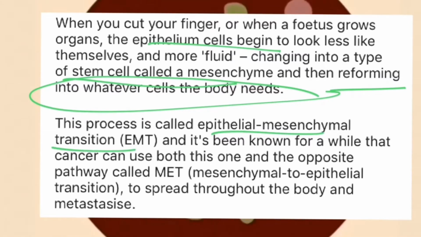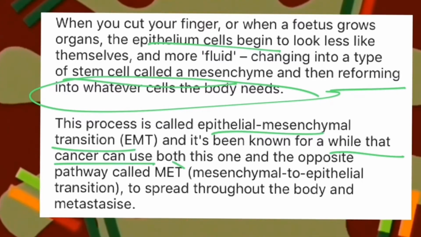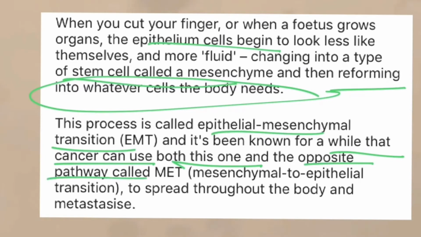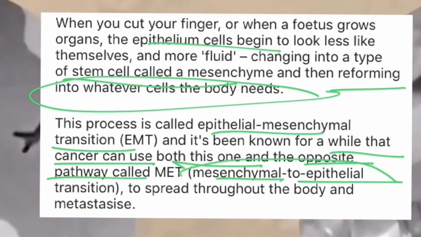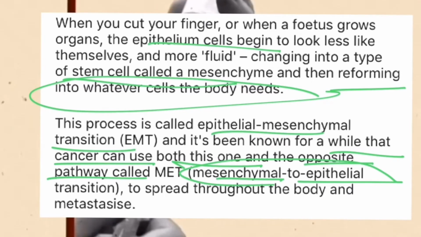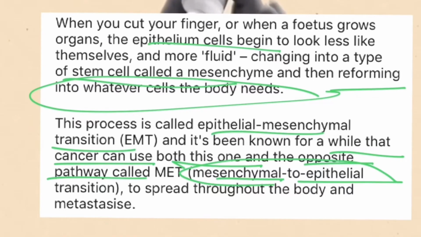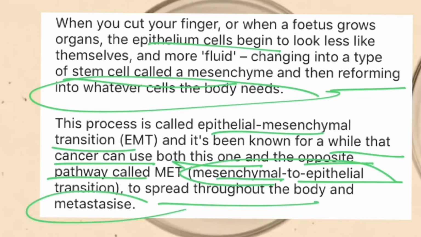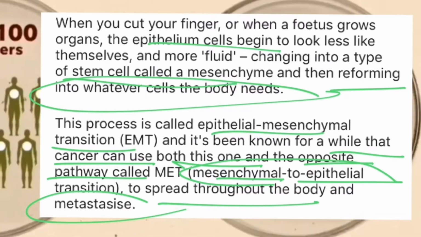It is best known that cancer cells use both this and the opposite pathway, the MET pathway, mesenchymal to epithelial transition. These cancer cells can transition in the opposite way, from mesenchymal to epithelial cells, through the MET pathway, and spread throughout the body system. This is called the metastatic pathway. So this process of cancer cells is very informative.